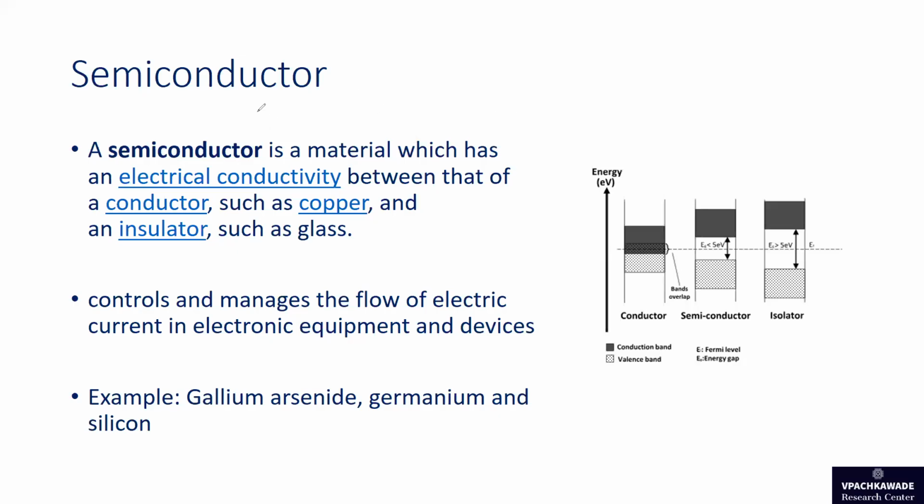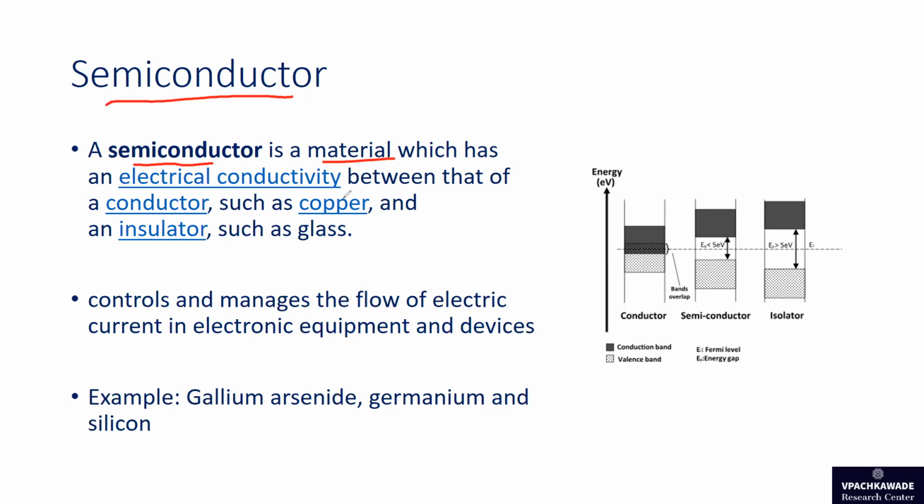Hello. So in this module, we understand what is a semiconductor. A semiconductor is a material which has an electrical conductivity between that of a conductor and an insulator.